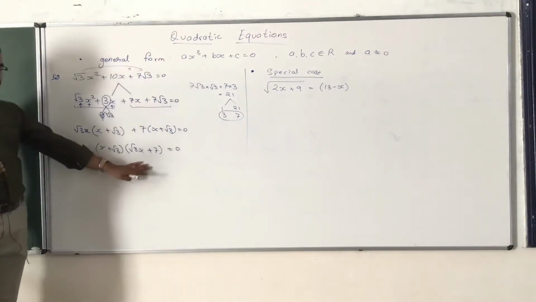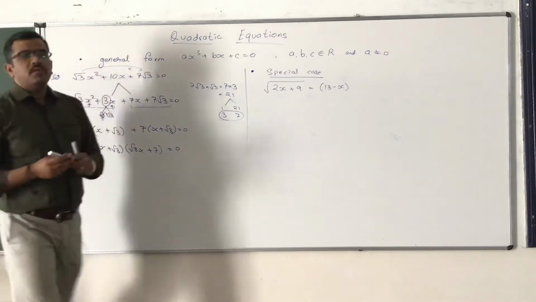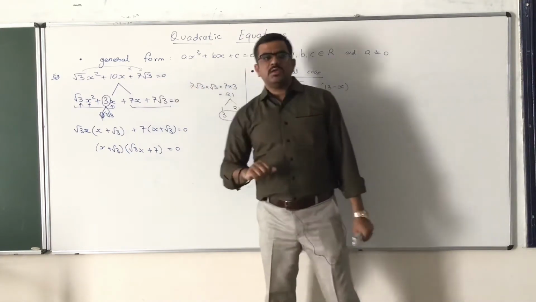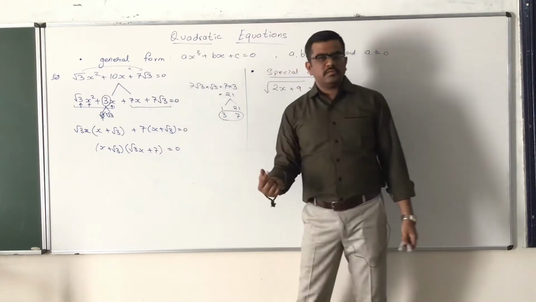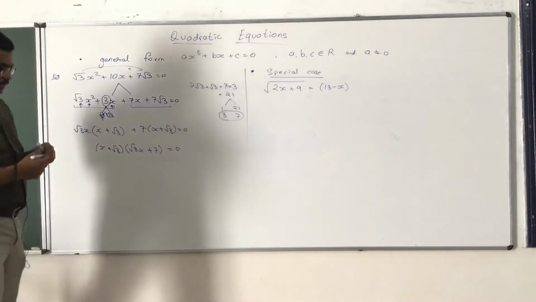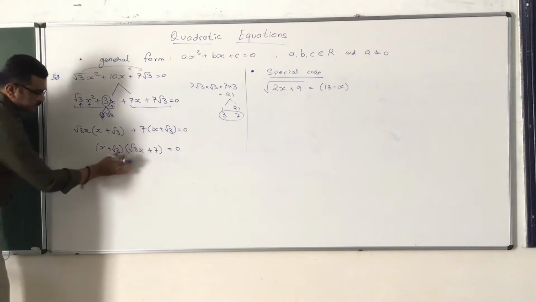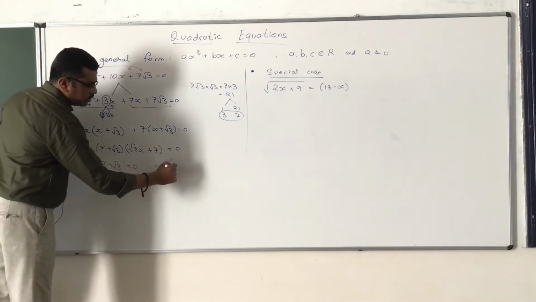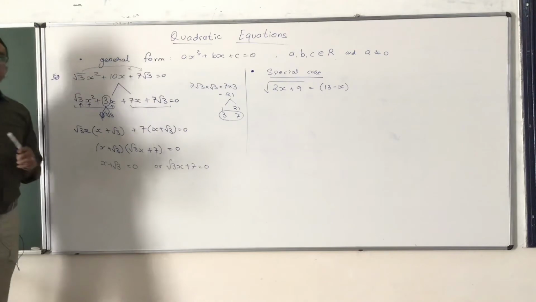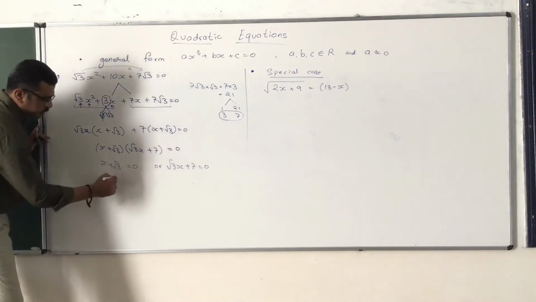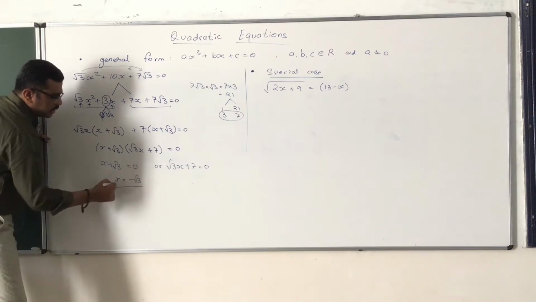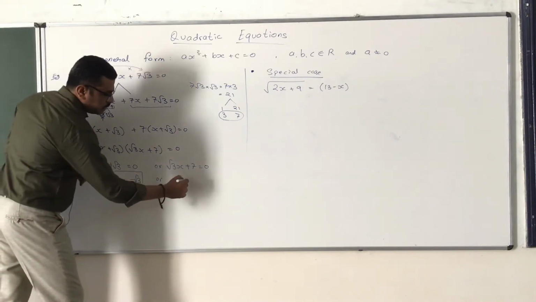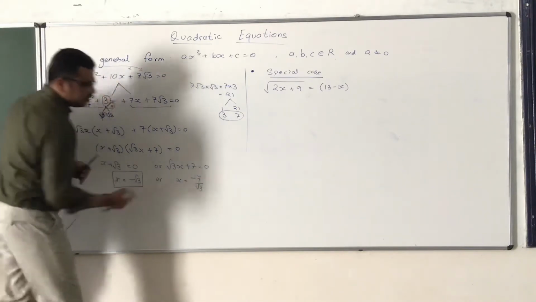So now we got the factors of the equation with irrational coefficients. Root 3 is an irrational number. So for irrational numbers, we got the factors. Now using zero product rule, we can say x plus root 3 equals 0, or root 3x plus 7 equals 0. And this gives now x equals negative root 3 as one of the solutions, or we have another solution as x equals negative 7 by root 3.